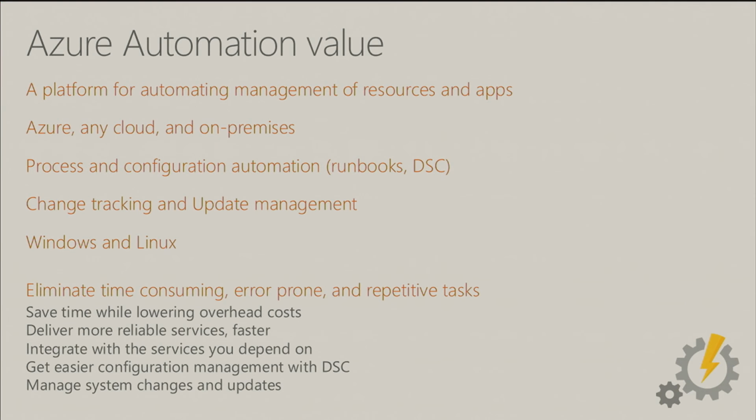So first of all, the basic elevator speech that we'd like you to have if you walk away from here is that Azure Automation and automation within OMS is basically a platform for you to automate the management of your resources, your infrastructure, and your applications. And you can do that anywhere. You can do that in Azure, you can do that in any other cloud, and you can also do that on-premise, working with Windows and Linux, using process automation in the form of runbooks based on PowerShell scripts.